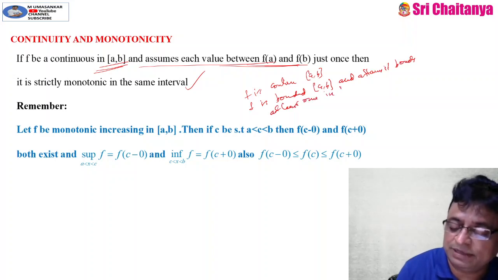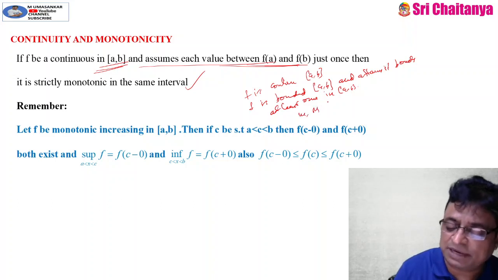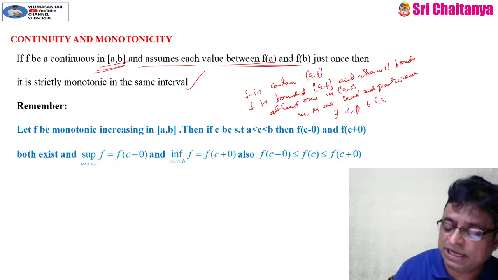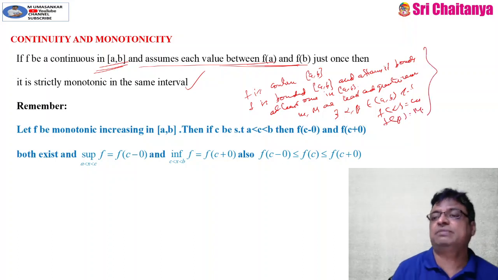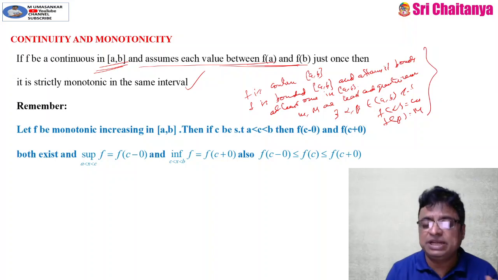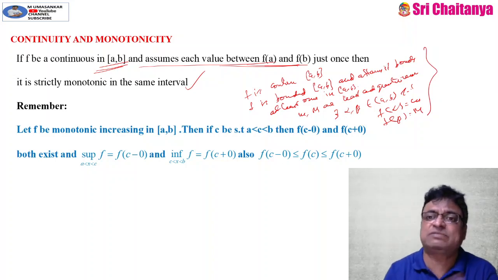in closed interval AB. That means if small m comma capital M are least and greatest values of the function, then there exists alpha comma beta in open interval AB such that f of alpha is equal to small m and f of beta is equal to capital M. This is the meaning of that statement. This is the meaning of attains its bounds at least once in closed interval AB.